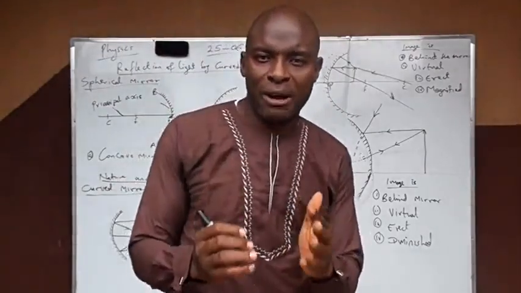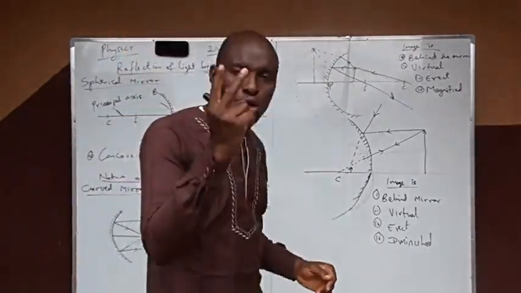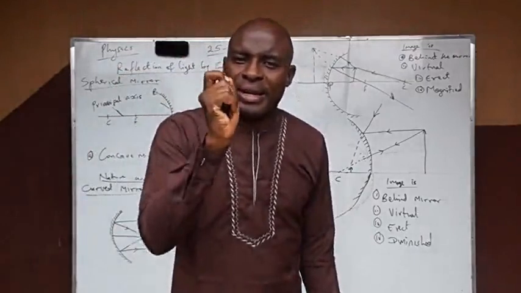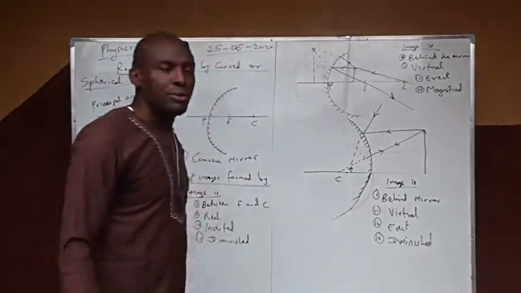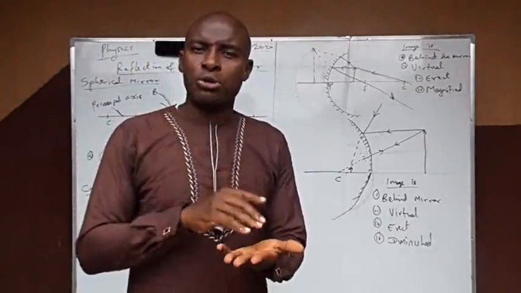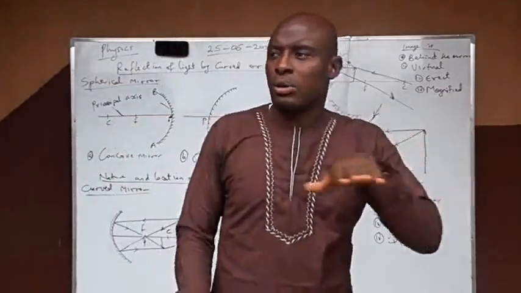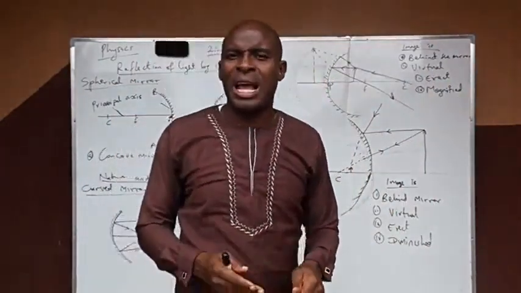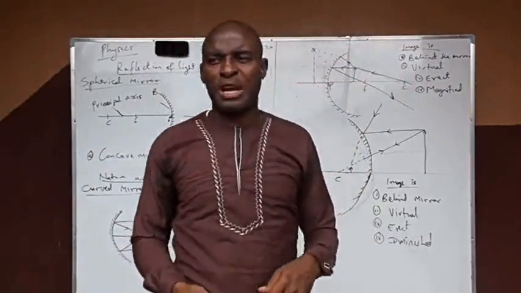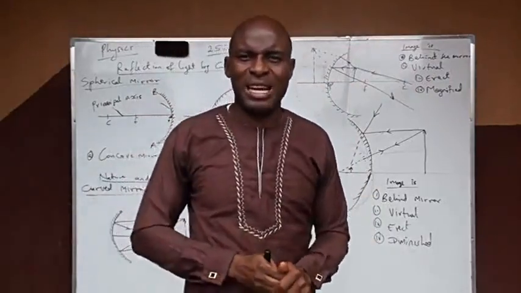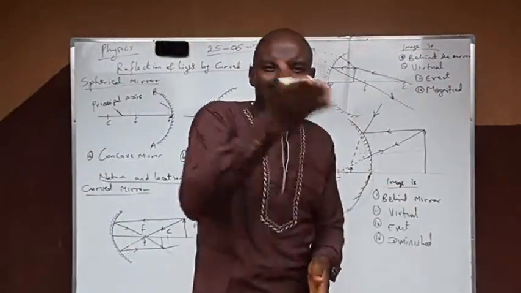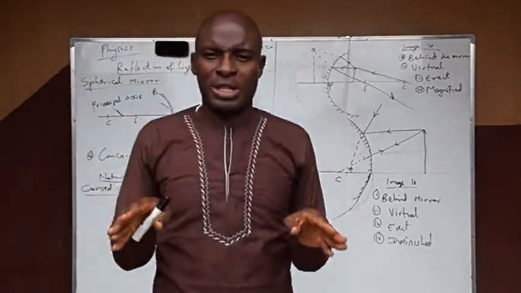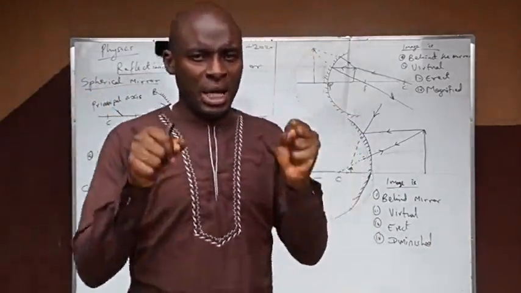So in the exam, you'll be expected to know how to illustrate the nature of images formed by a curved mirror. I've given you 3 things you must note whenever you are drawing a ray diagram for a curved mirror. Any ray that is parallel and close to the principal axis must pass through the principal focus after reflection. If a ray passes through the principal focus, it must reflect parallel to the principal axis. And finally, if a ray of light passes through the center of curvature, it will be reflected back along the same path. So these are the characteristics of images formed by a curved mirror.